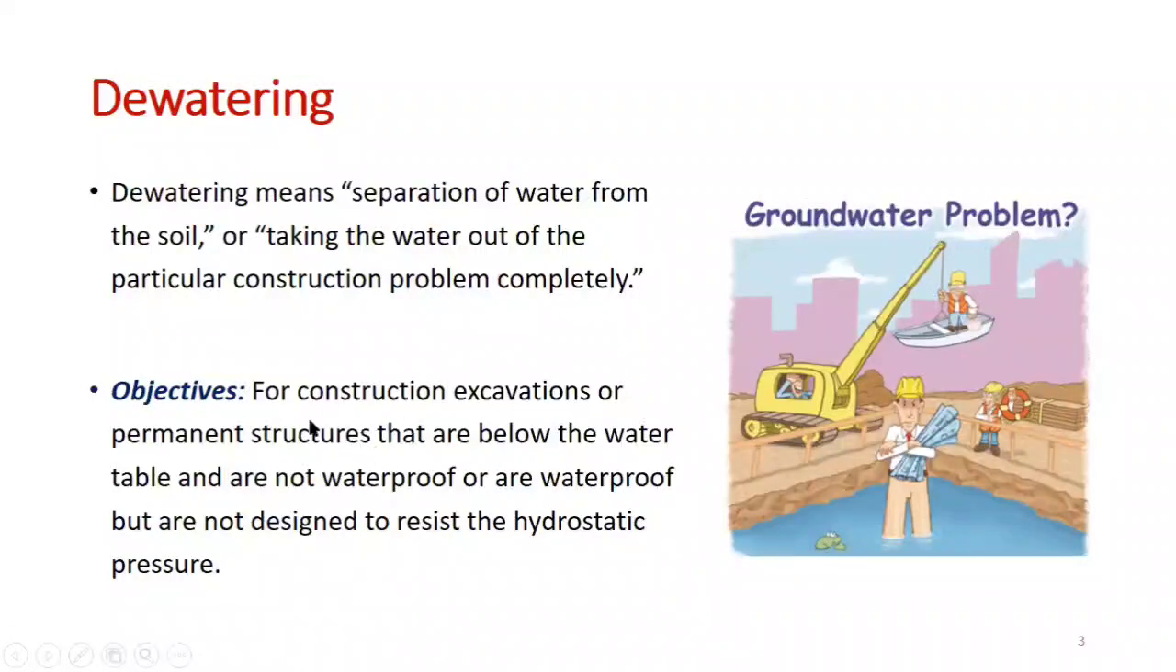So the objective of dewatering, like is mentioned over here, is for construction excavations or permanent structures that are below, like I said, the groundwater table, and they are not waterproof, or even if they are waterproof, they are not designed to resist the hydrostatic pressure. That is important. If you are designing, for example, some lightweight structures, then maybe they are not designed to resist the hydrostatic pressure, so uplifting will be an issue. In that case, maybe you need some kind of permanent dewatering sometimes. So dewatering can be permanent, it could be temporary. We'll see what the differences are later on.